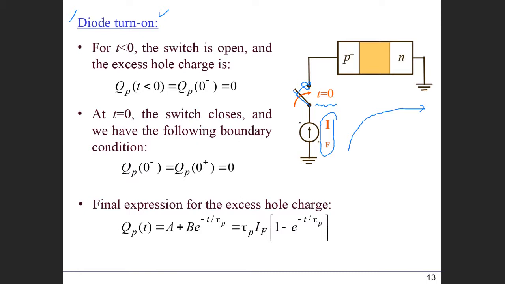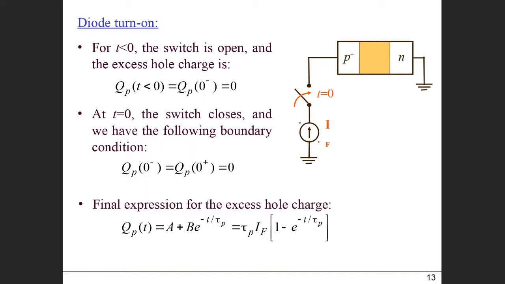For this condition, we are interested in how this input current is related to the stored charge in the N side, the minority carrier stored charge in the N side. From this relationship, we can look at the time variation of the current and also the time variation of the stored charge. That is what we want to do here.